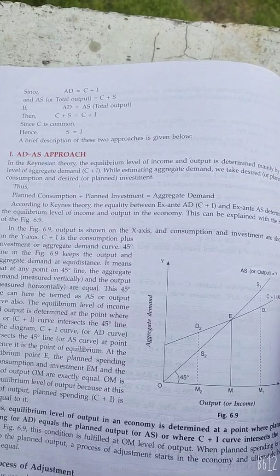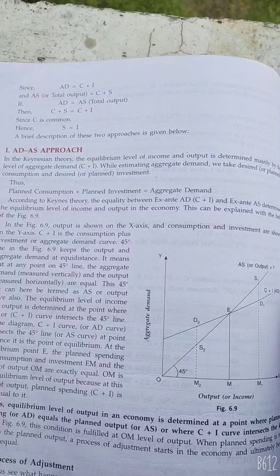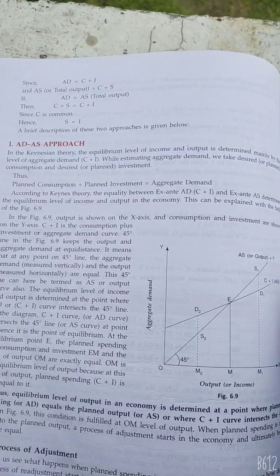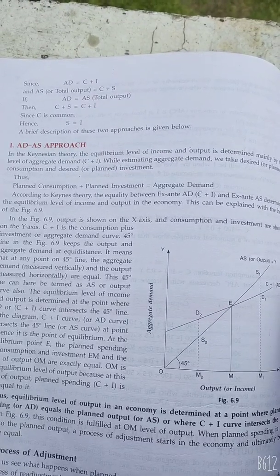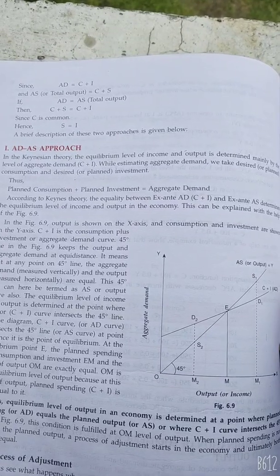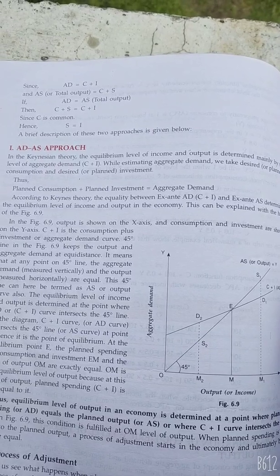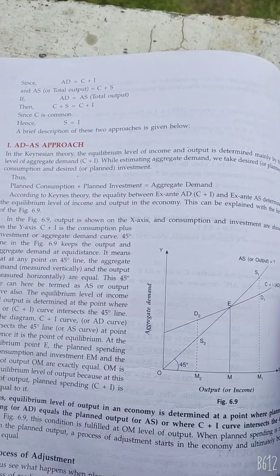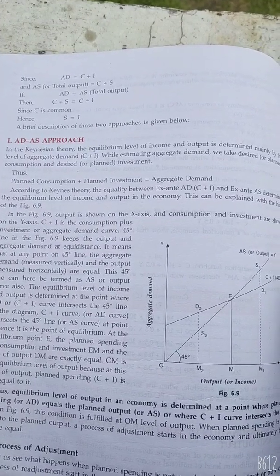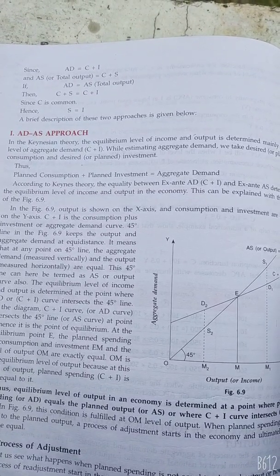The equilibrium level of income and output is determined at the point where the AD curve intersects the 45-degree line. In the diagram, the C plus I curve intersects the 45-degree line at point E. Hence, it is the point of equilibrium. At the equilibrium point E, the planned spending, consumption plus investment, EM, on the level of output OM is exactly equal. OM is the equilibrium level of output, because at this level of output, planned spending C plus I is equal to it.